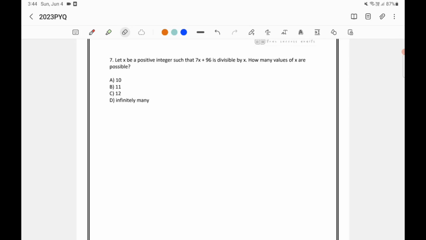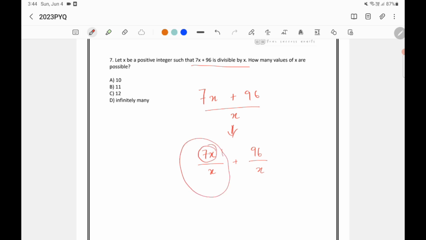Let x be a positive integer such that 7x plus 96 is divisible by x. Then how many values of x are possible? It is given that 7x plus 96 is divisible by x. I can write it as 7x by x plus 96 by x. Now 7x will anyway be divisible by x, because I can cancel x and x like this. So 7x is divisible by x, whatever the value of x, right?